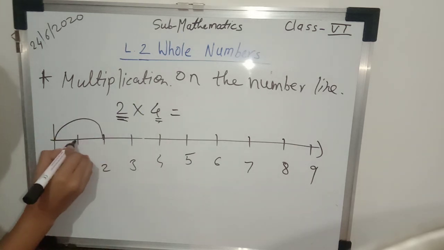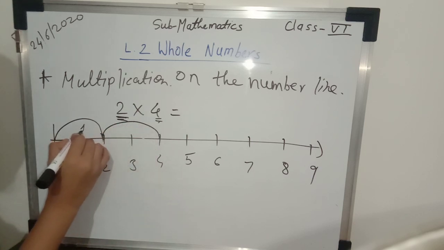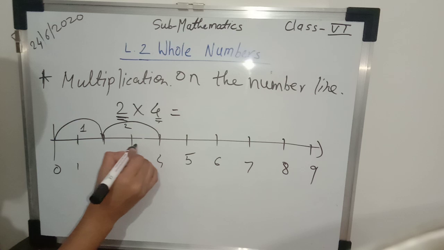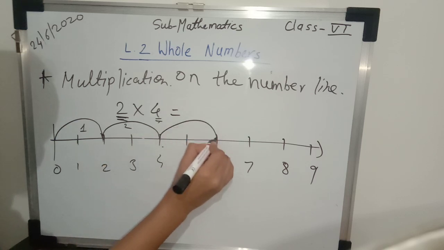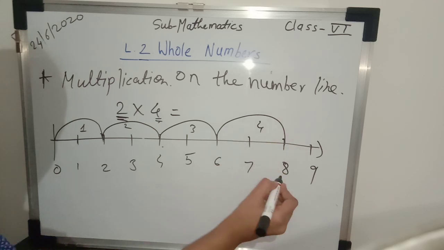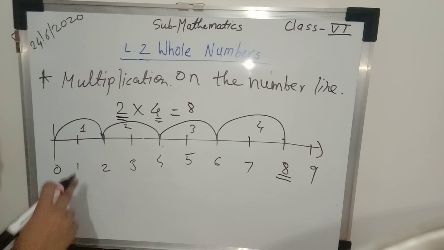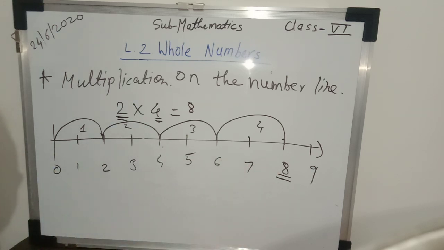In one jump 2 steps are there. Again the second jump, 1 2, 3 and again 4. So here is our answer: 2 into 4 is equal to 8. In this way you can show the multiplication of whole numbers on the number line.